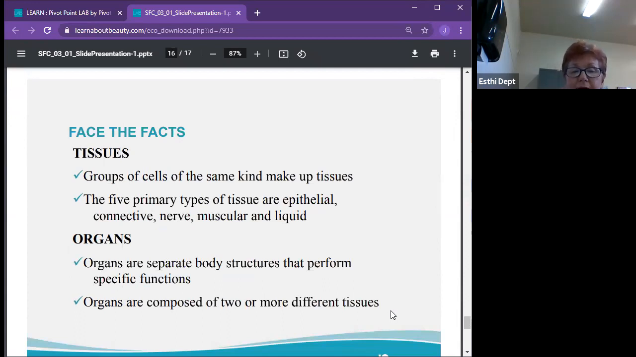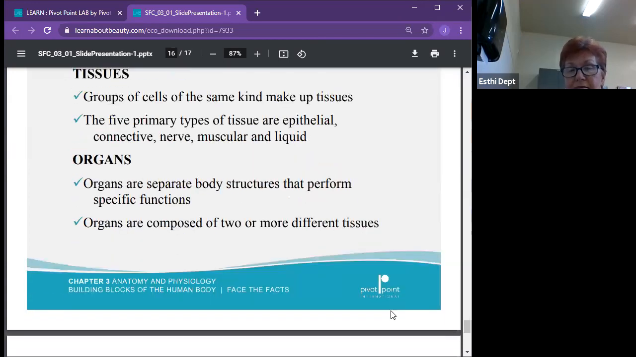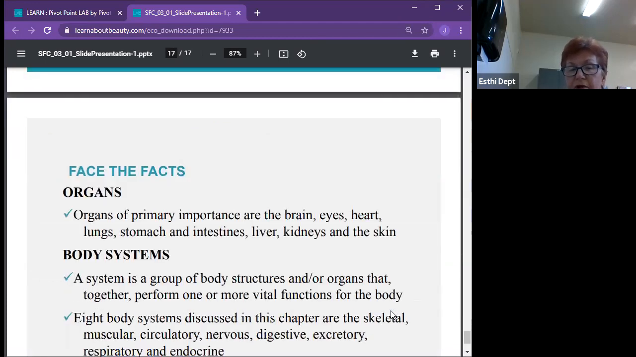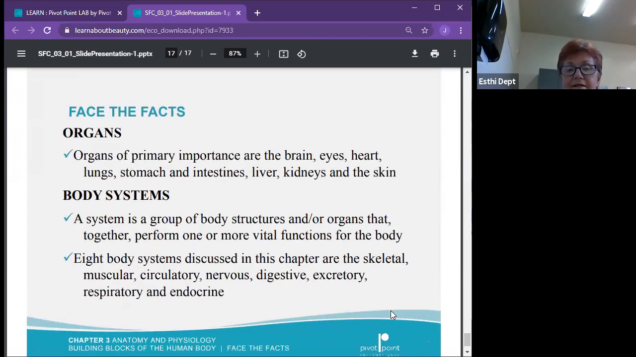Organs are separate body structures that perform specific functions. Organs are composed of two or more different tissues. Okay, moving on. Organs of primary importance are going to be the brain, eyes, heart, lungs, stomach, intestines, liver, kidneys, and the skin.